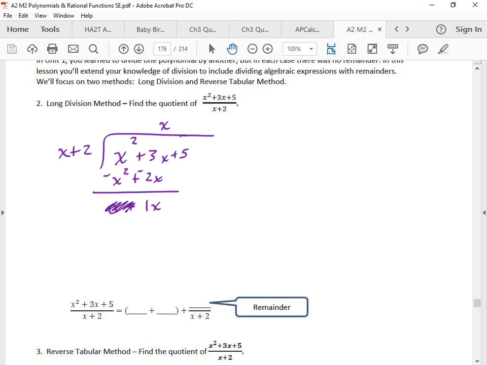Now this part doesn't matter. You probably wouldn't write this part because we don't write the zeros. You guys probably just cross that out, which I'm not excited about because some of you guys just cross things out and you don't even know why you're crossing them out.